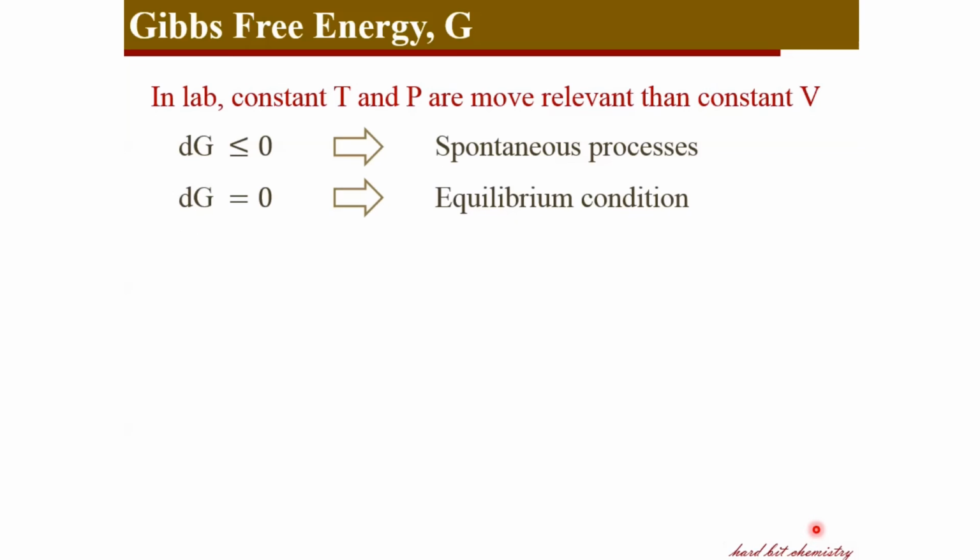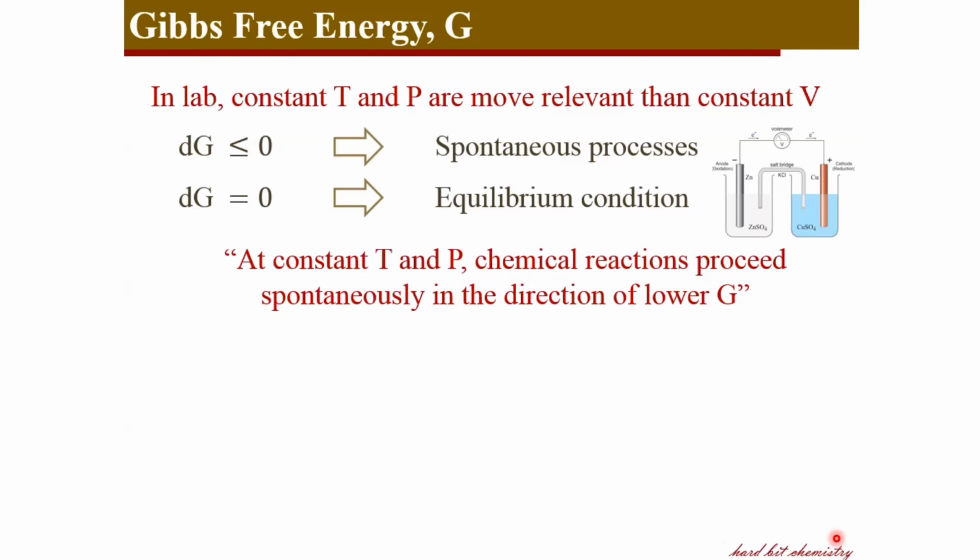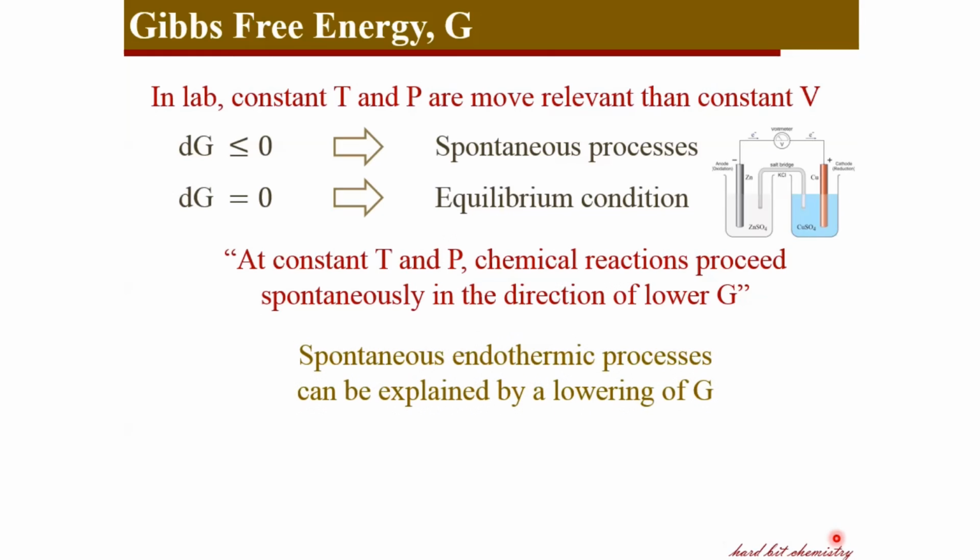And this idea of Gibbs free energy is used in chemical processes like fuel cells, etc. Spontaneous processes occur in the direction of lower G. That means when a system undergoes a spontaneous process, its free energy should change from a high value to a low value. Based on the Gibbs free energy concept, we can explain spontaneous endothermic processes more clearly than we do with the help of entropy or energy considerations.